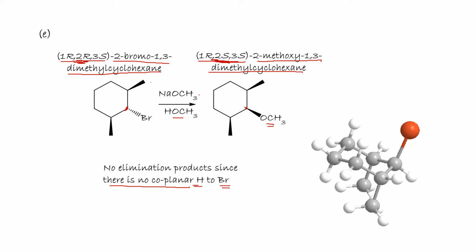If we take this molecule to the 3D structure, this is the Br, anti-coplanar with the methyl. Here the hydrogen is not coplanar. The other hydrogen here is not coplanar. So there is no elimination of HBr.